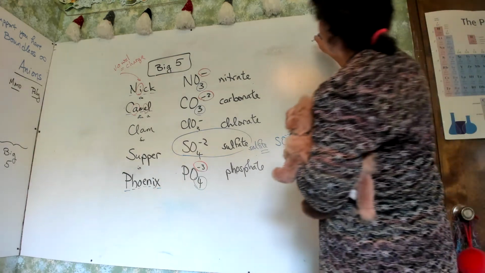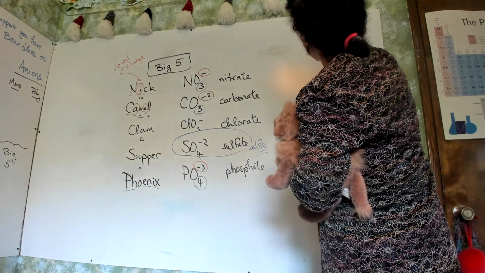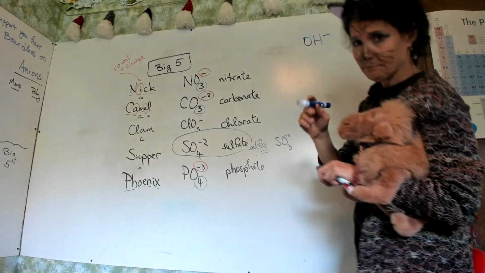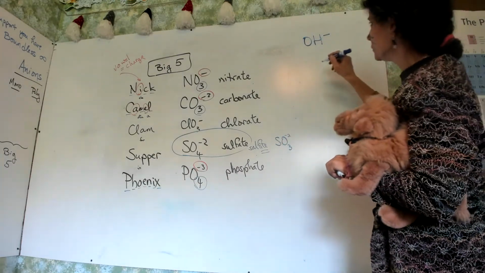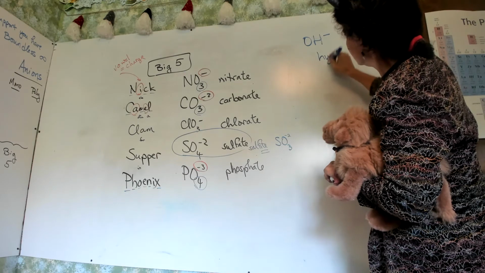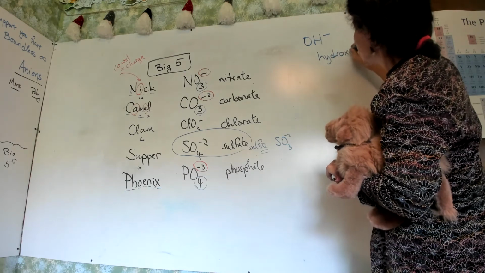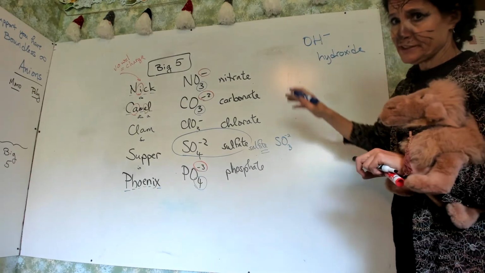There are 3 other ones that we run into that also are in the lab. OH is hydroxide. And we're going to be doing acids and bases. We run into hydroxide.